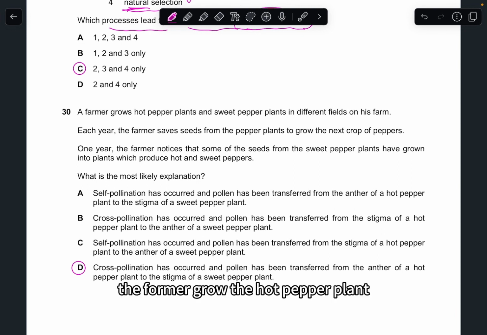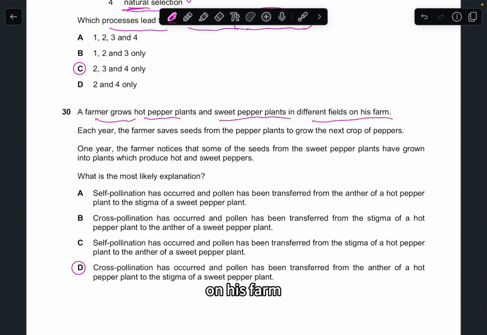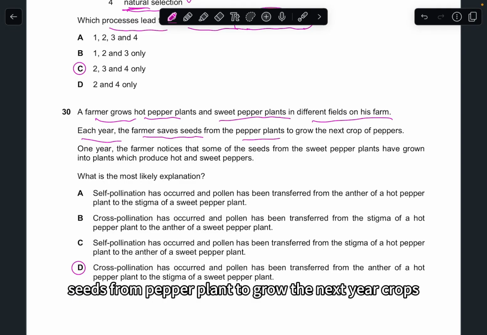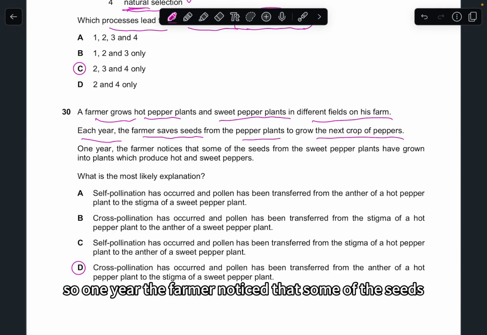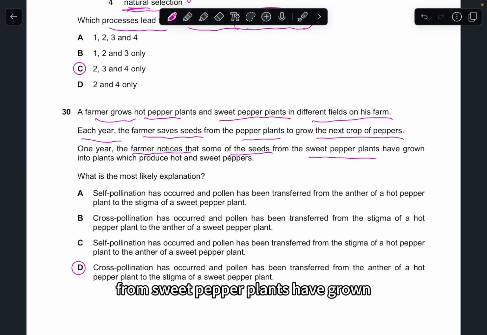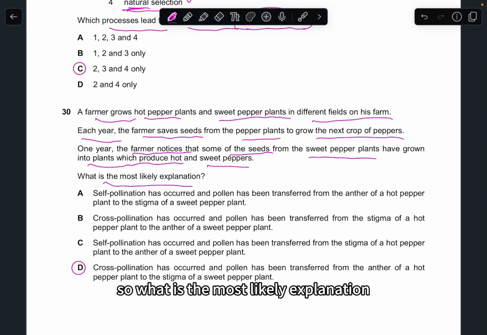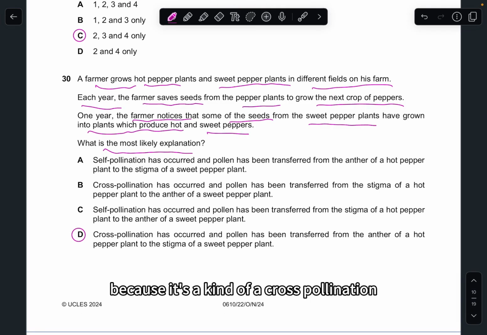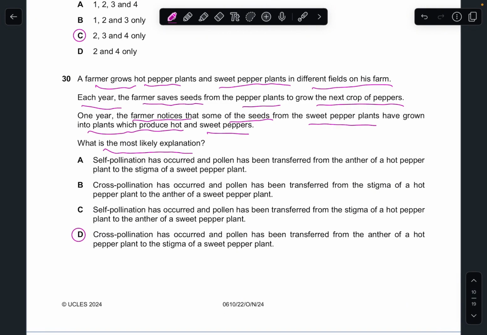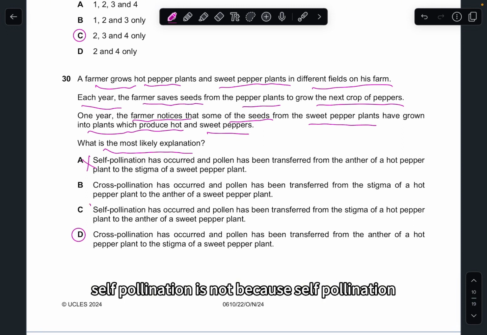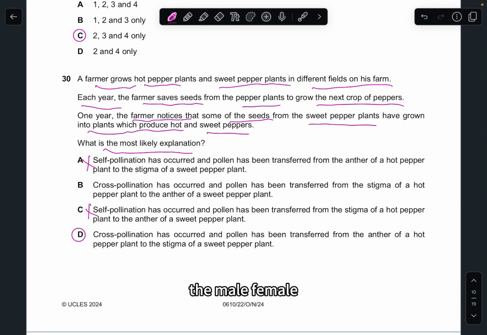Question number 30. The farmer grows hot pepper plants and sweet pepper plants in different fields on his farm. Each year the farmer saves seeds from the pepper plants to grow the next year's crops. One year the farmer noticed that some of the seeds from sweet pepper plants have grown into hot and sweet peppers. So what is the most likely explanation? Because it's a kind of cross pollination. If you see A, self pollination is no, because in self pollination, the male and female parts should be on the same plant.